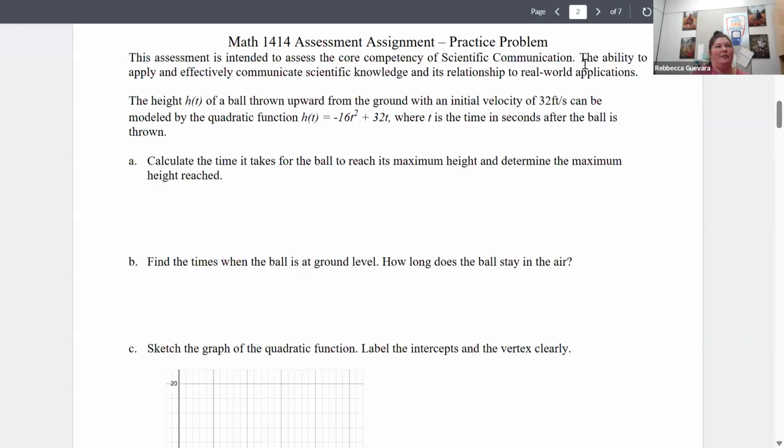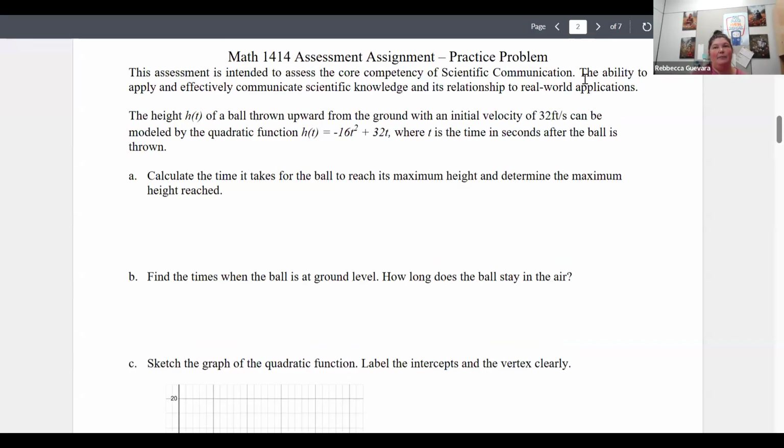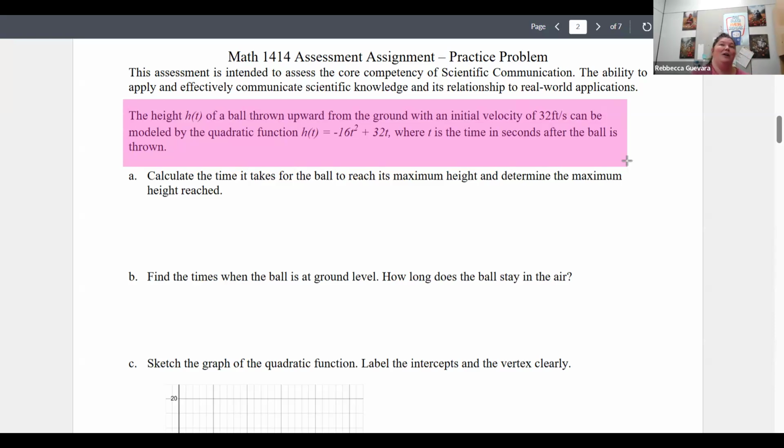Okay, so what we have here is the scenario at the top. All it's saying is that a ball is thrown from the ground. So we assume it's sitting on the ground, and we throw it. It's thrown from the ground with an initial velocity of 32 feet per second and can be modeled by the equation h of t equals negative 16t squared plus 32t, where t is your time in seconds after the ball is thrown.